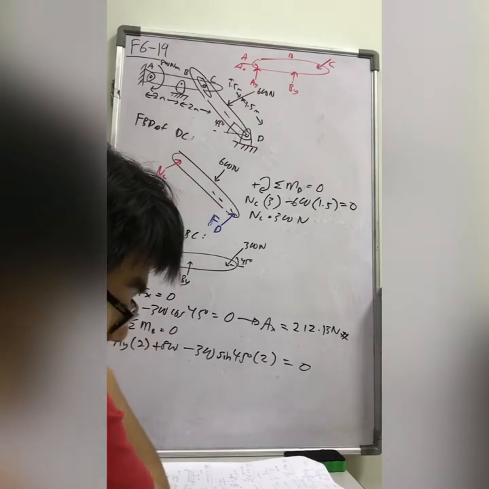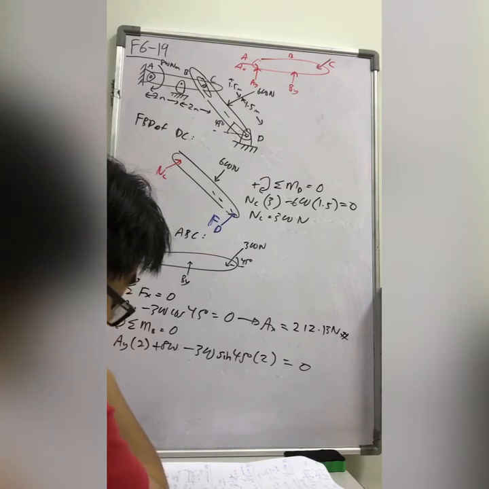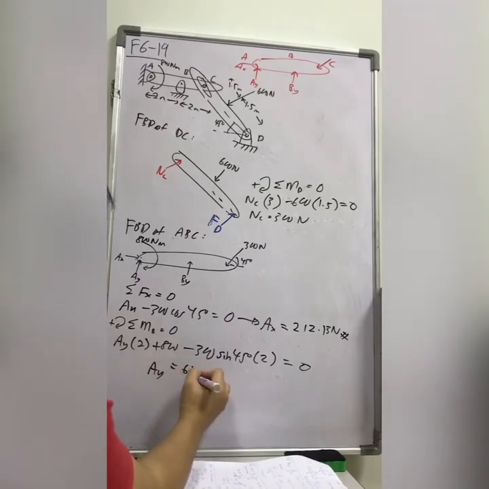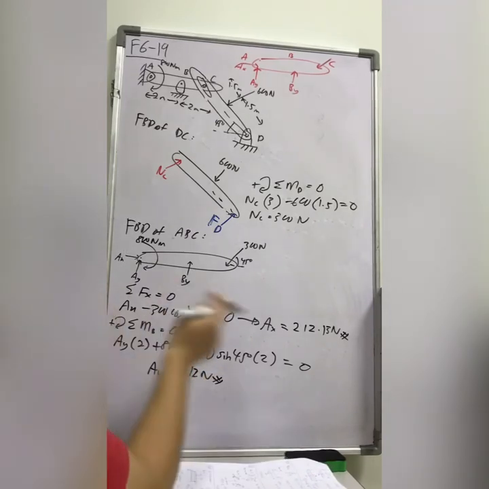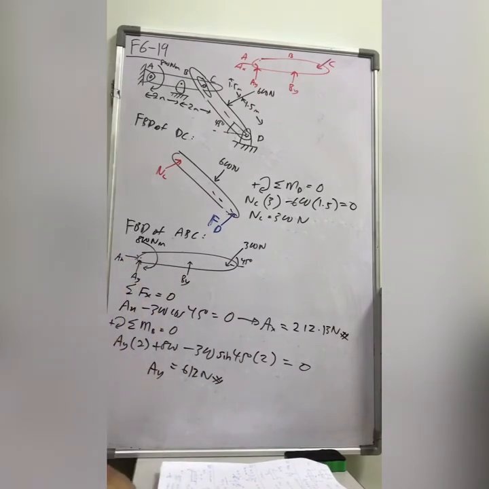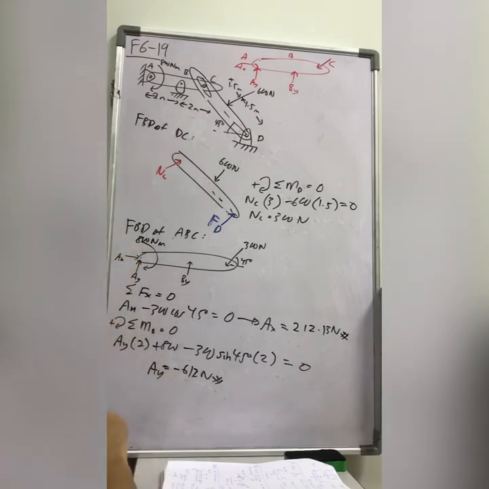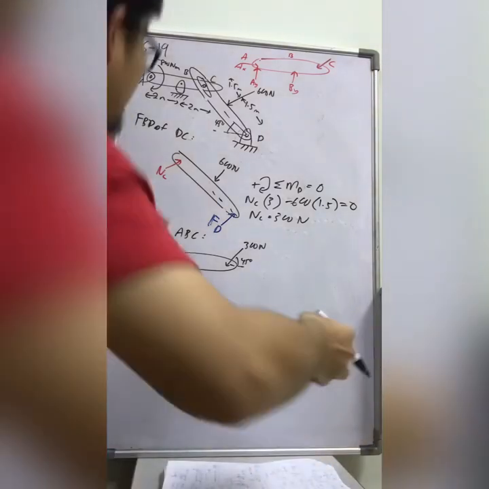What is the direction of the number? Okay, right over there. So you solve this, you will get your AY equals to 612. So you got your AX and AY. Actually, if you do this, you will get AY equals to minus 612. And now you know that your AY actually goes the other way around. So you need to explain that.